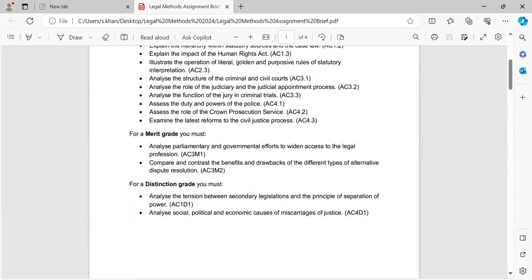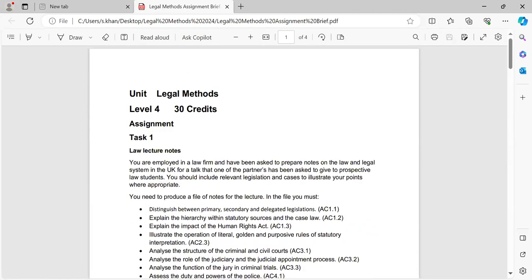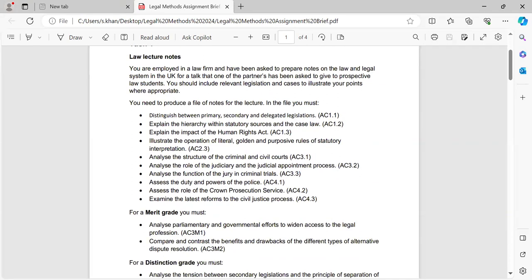So make sure you are using Harvard referencing. Make sure you've got headings. Make sure you are referencing your work. Make sure you are using case law. Make sure you are sticking to what the question is, what you are being asked, rather than changing it. So if it says distinguish between primary and secondary and delegated legislation, you will put that as a heading. Don't change the wording around, okay? Keep the headings as they are, because it makes it difficult for someone to mark it. If you are doing the merit ones, put all that in as a heading, okay?